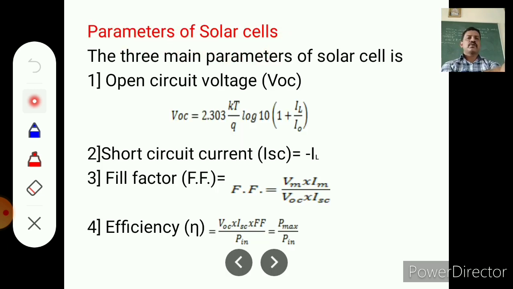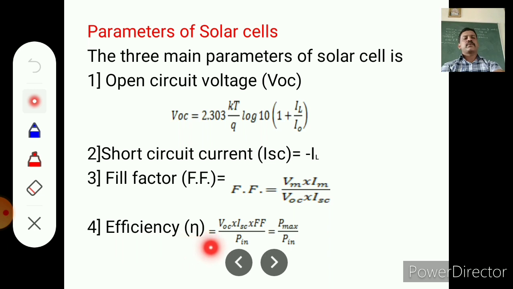Parameters of solar cell. The three main parameters of a solar cell are: open circuit voltage, that is VOC, where V is the voltage and OC is the open circuit. VOC equals 2.303 kT upon Q log 10 of (I plus IL upon IO). Short circuit current, that is ISC, is equal to minus IL, that is load current. Fill factor FF is equal to Vm into Im upon VOC into ISC. Vm is the maximum voltage, Im is the maximum current, VOC is the open circuit voltage, ISC is the short circuit current.